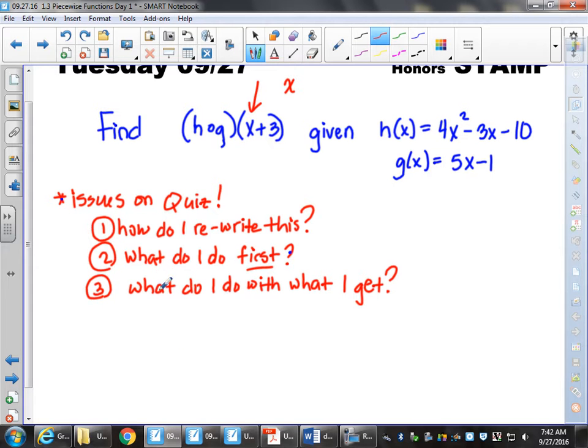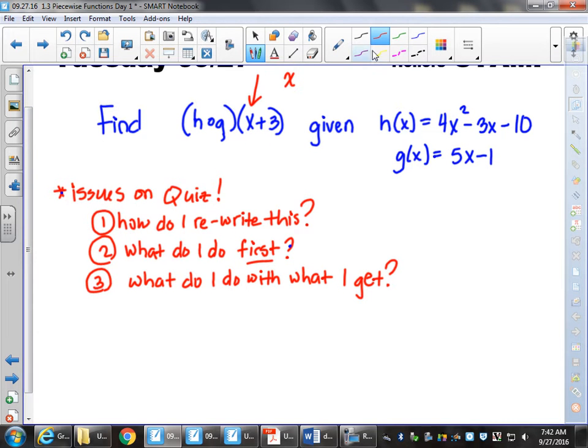How do I rewrite this? What do I do first? And then what do I do with what I get? So we agreed at the start that right away we can write this as h of g of x plus 3. And again, the big idea here is that because we have something other than just a plain x right there, there is something we can do.